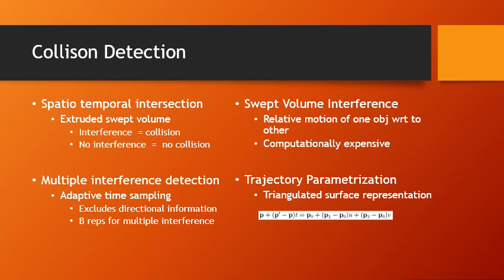But in cases where no collision is happening, the extruded volumes do not interfere. Swept volume interference: the sweep function happens through relative motion of one object with respect to another, considering one object as fixed and the swept volume generated by the other as a relative motion. This generation is computationally expensive. Simply put, this restricts the shape and trajectories.